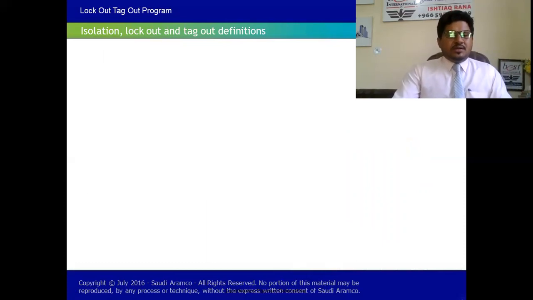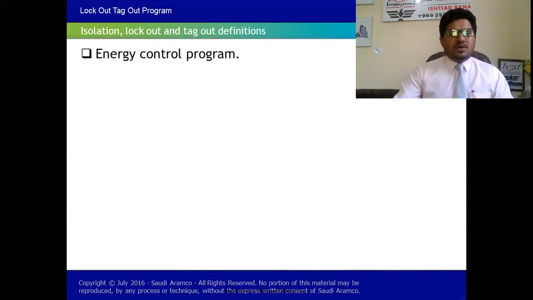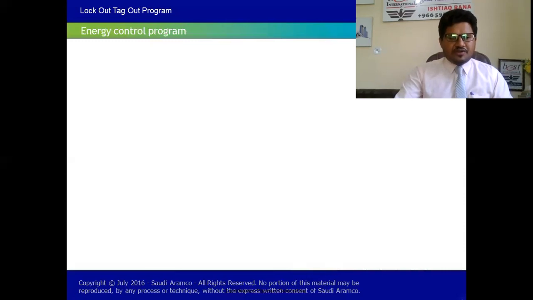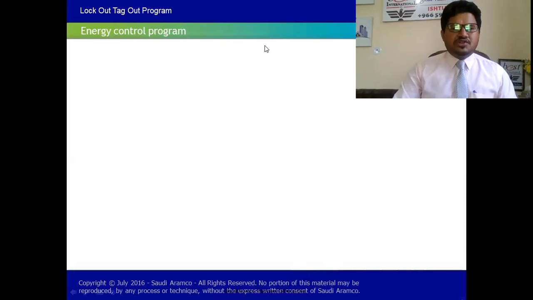So certain definitions we need to understand that are relevant to isolation, lockout, and tagout. First of all, let's understand what is energy control program, energy isolating device, lockout tagout, group lockout, authorized persons, and affected persons. Let's start with energy control program, ECP.